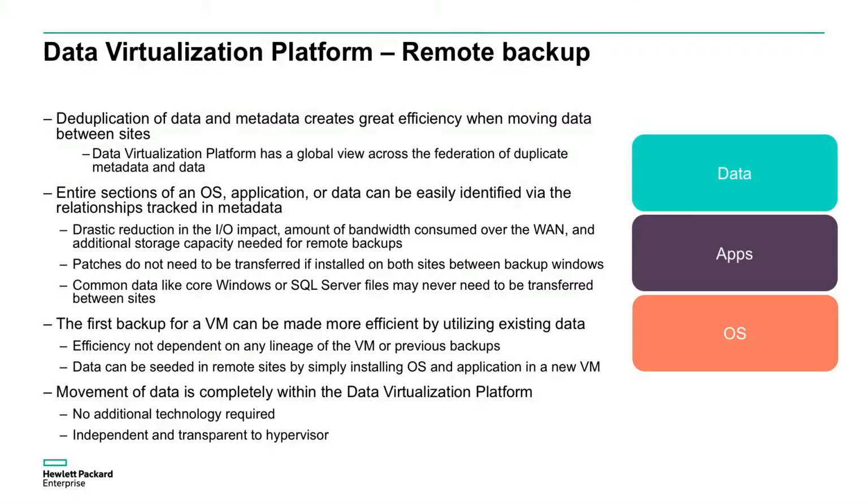If common OS and application installs are written in the remote site prior to the first remote backup, then those files will never need to traverse the WAN links. All of this happens by simply connecting HPE SimpliVity nodes together into a single federation, and it all happens underneath the hypervisor with no additional technologies to set up, configure, or maintain.